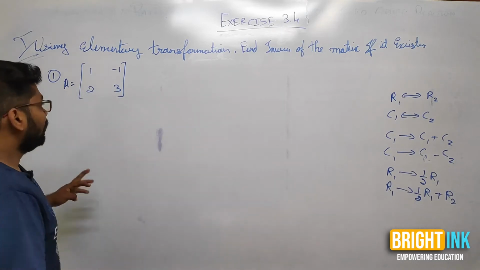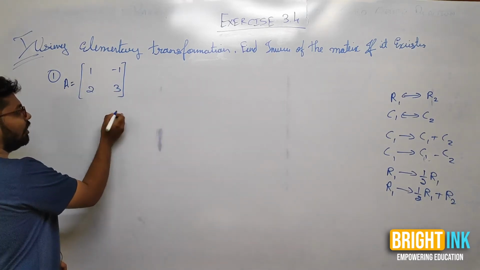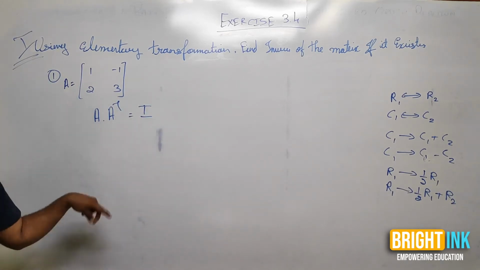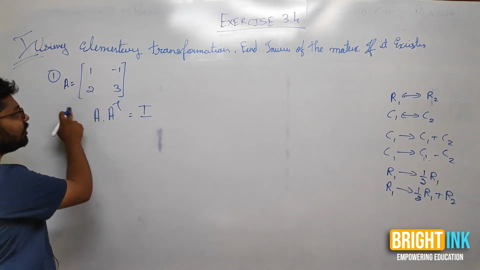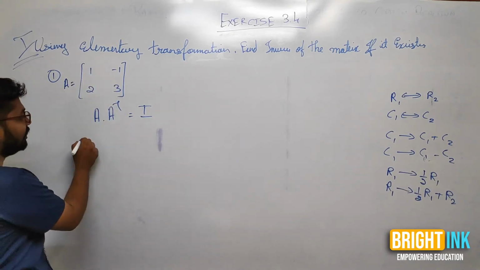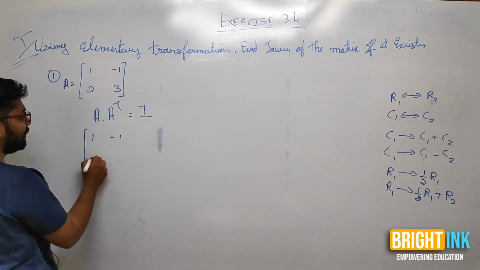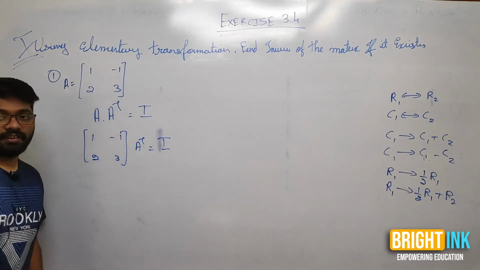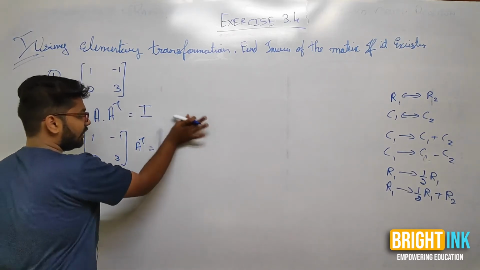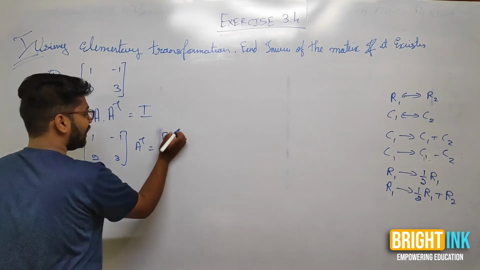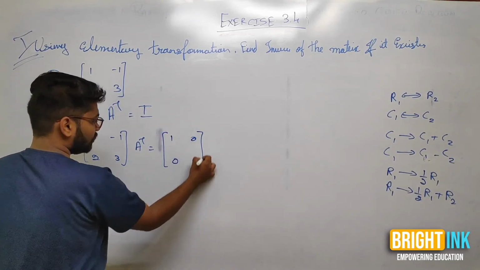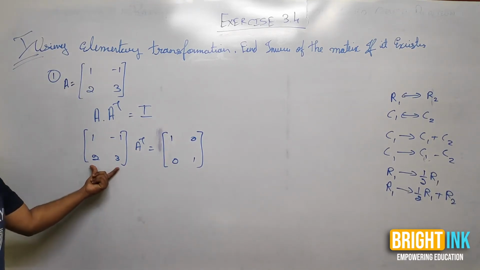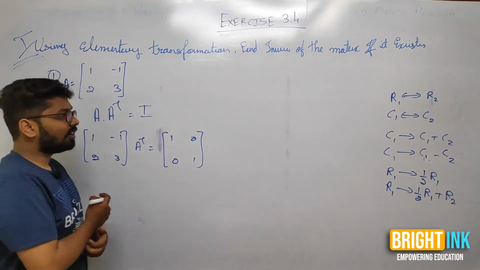Now what you know is that A into A inverse is nothing but the identity matrix. This you know already. So do you know A? This is the given matrix, so I will write the given matrix 1 minus 1 2 3. Here it is A inverse equals I. Clear? Now I is the identity matrix, 1 0 0 and 1. So this is A, this is A inverse, this is the identity matrix.